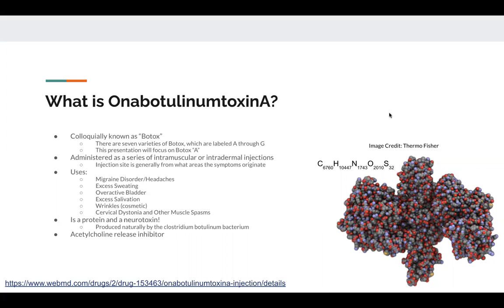On the right is an image of what OnabotulinumtoxinA looks like. It is very large. It has a molecular mass of 149 kilograms per mole. And as you can see, it contains many atoms from the chemical formula.